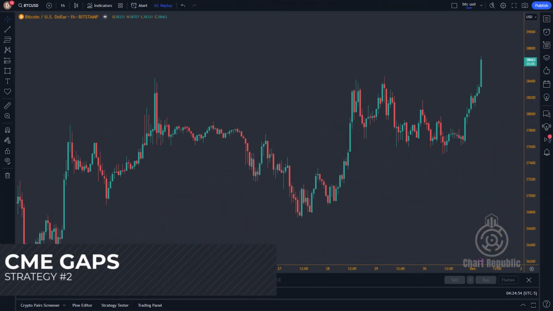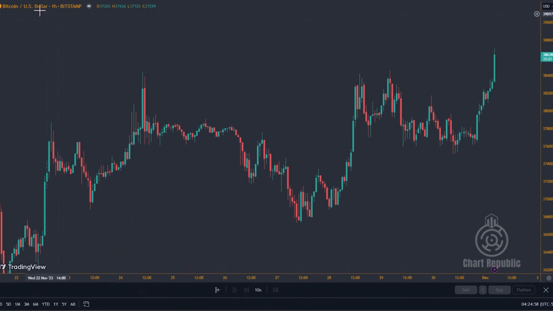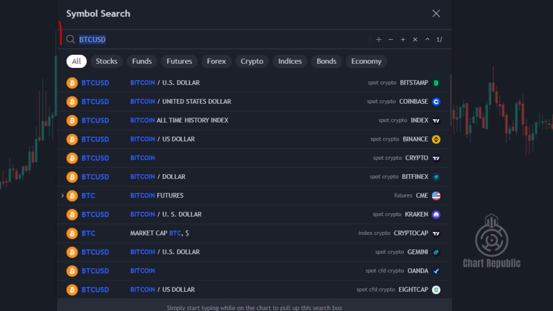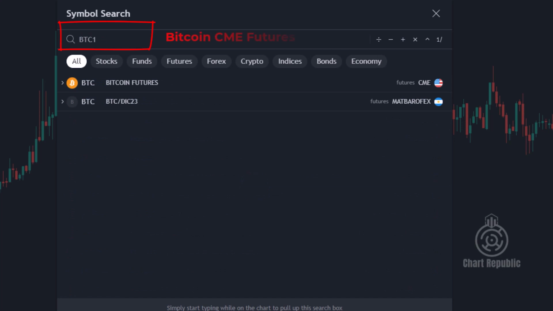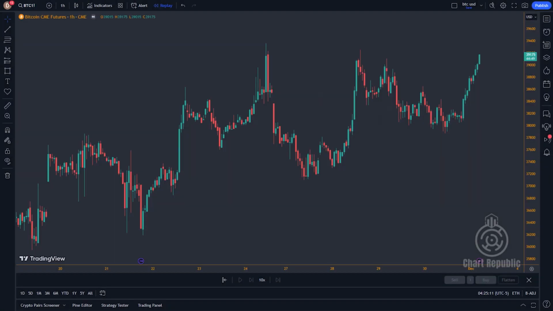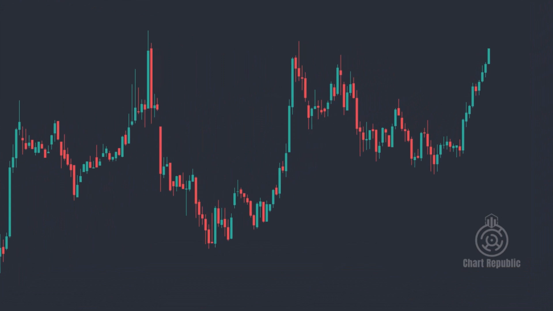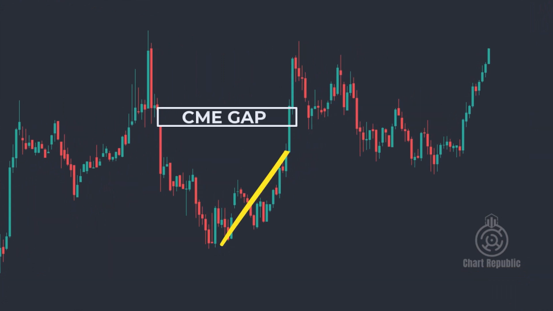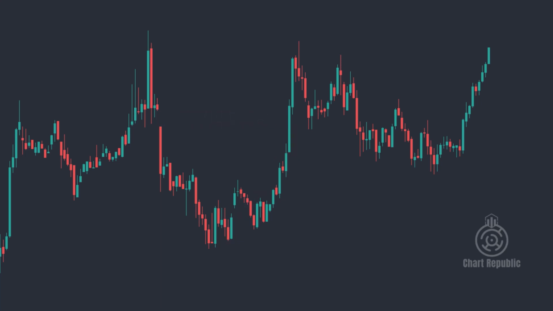We all know that Bitcoin trades round the clock, but the CME futures market operates on a different schedule. When the market closes on Friday and reopens late Sunday or early Monday, a gap emerges, reflecting the difference in prices. Some traders view CME gaps as potential indicators, expecting them to eventually be filled since the market often revisits these levels. However, CME gaps offer trading opportunities beyond simply filling the gap.